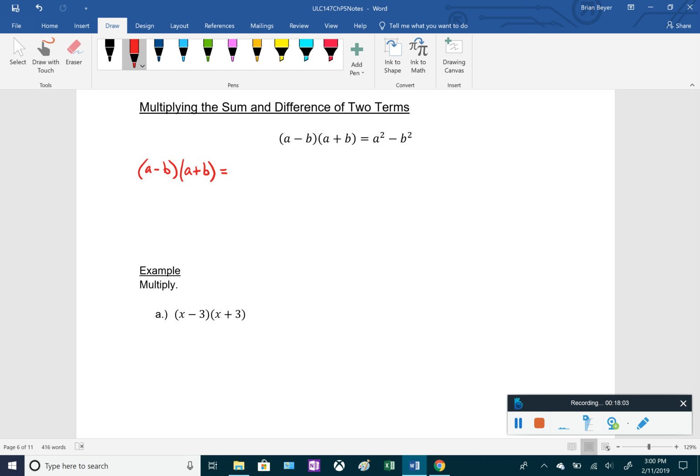So distribute a minus b times a plus b. Multiply the a through, we get a squared plus ab. Multiply the negative b through, we get minus ab minus b squared. These middle terms cancel off, and we're left with a squared minus b squared. So that's why we can use that shortcut, because it'll always do that every single time.